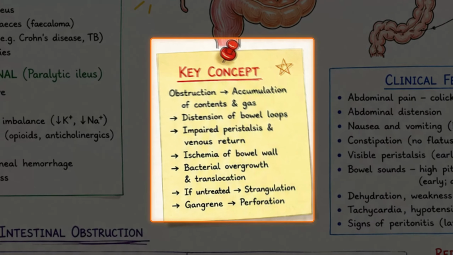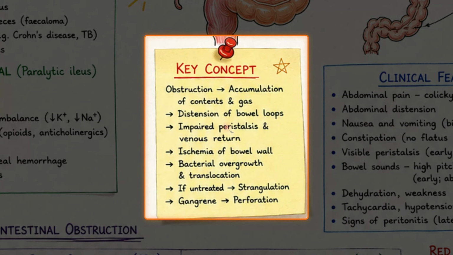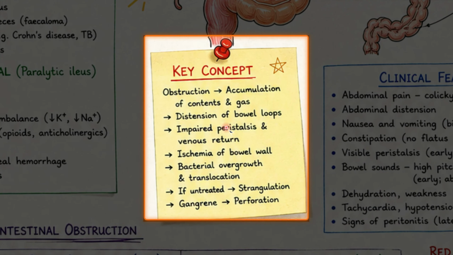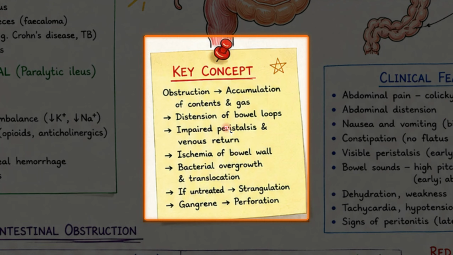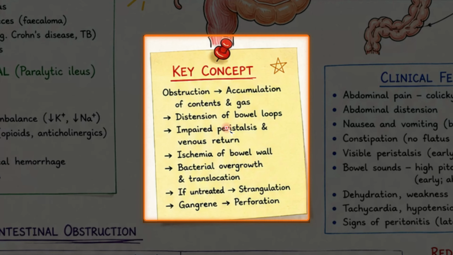Let us trace the precise physiological domino effect detailed in this crucial key concept chart. Once obstruction establishes, digestive fluid and gas continuously accumulate, causing intense distension of proximal bowel loops. As intraluminal pressure exceeds capillary perfusion pressure, low-pressure venous return becomes severely impaired, leading to profound wall edema. This venous congestion compromises arterial blood flow, plunging the intestinal wall into tissue ischemia.